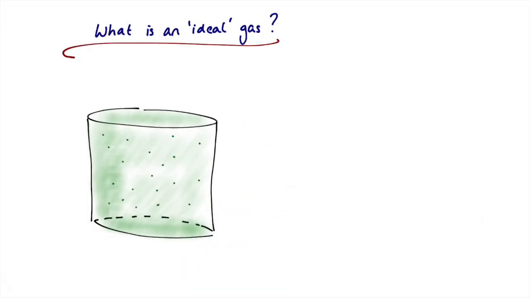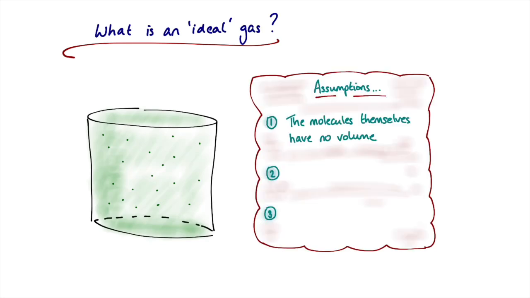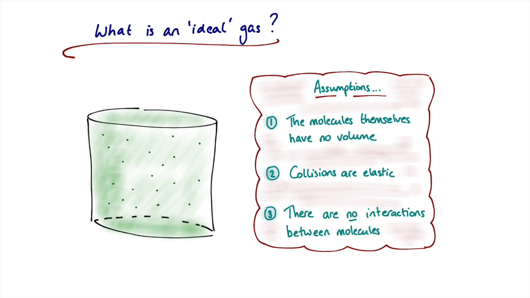So what is an ideal gas? Well, it's important to recognise that an ideal gas is a theoretical construct. Real-world gases don't quite behave like this, but it's a useful way to mathematically model gases. And there are three main assumptions made. The first of which is that the molecules themselves have no volume. They are infinitesimally small. The second assumption is that collisions between molecules are elastic, which means that no energy is gained or lost when molecules collide. And the third assumption is that there are no interactions between molecules. For example, there are no forces of attraction.